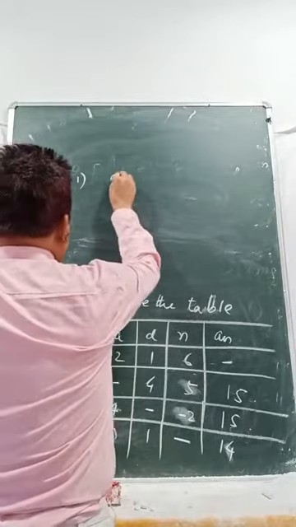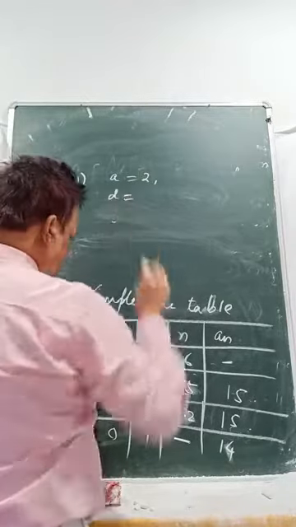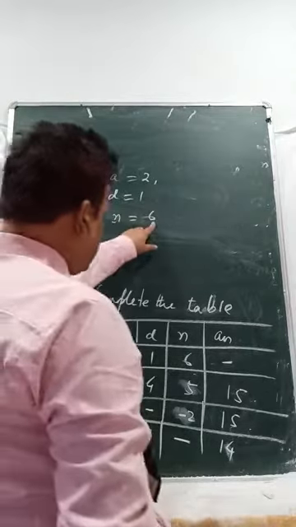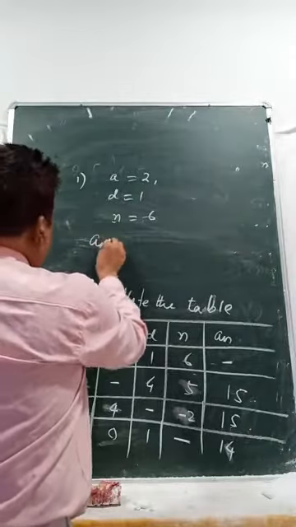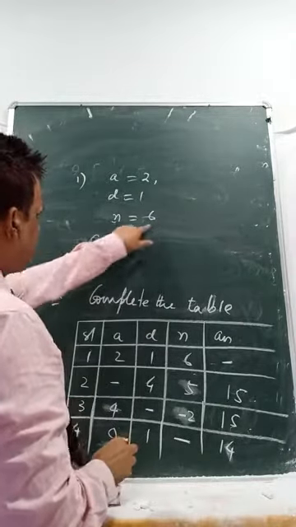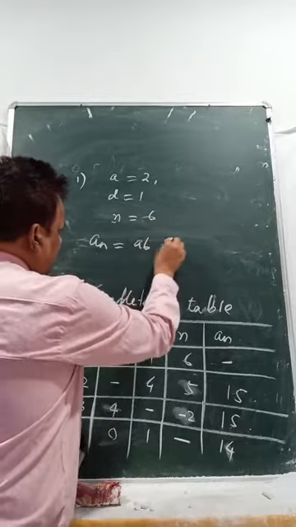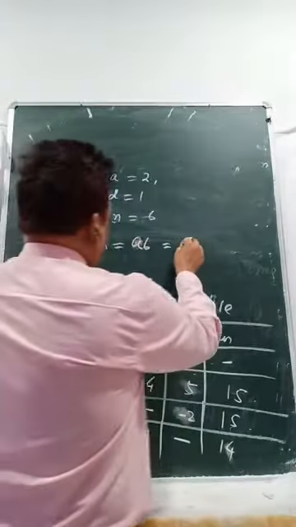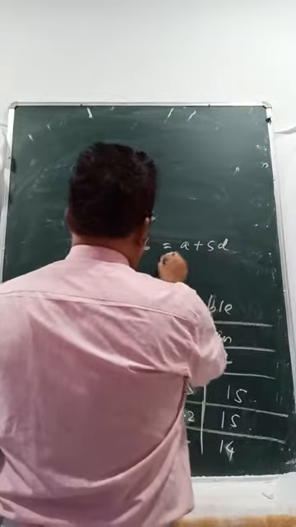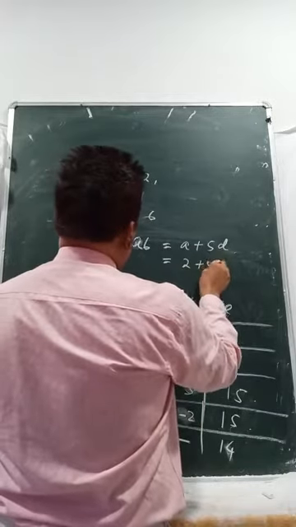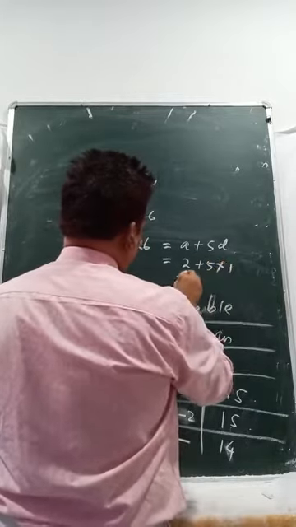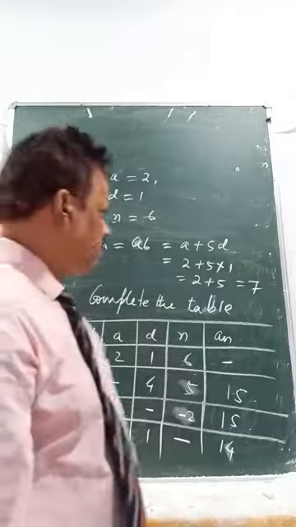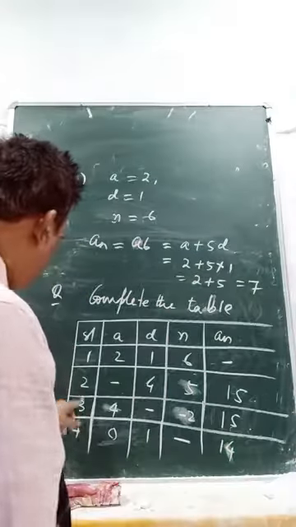So what you do here is, look at your first question. A is given 2, D is given 1, number of terms 6. An means in place of n what will you write? 6, that means a6. What is the formula of a6? That will be A plus 5D. So that is 2 plus 5 into 1. That is 2 plus 5, that is 7. Clear?